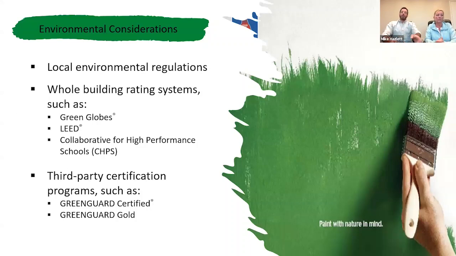And this kind of goes back to some of the stuff we've touched on already. I think it's only one slide. The environmental considerations. Looking into the Green Globes or LEED certifications, this is all information we can provide, or any coating manufacturer can provide, if that's of importance to you in your project. And you want to make sure that products are Green Guard certified or gold.